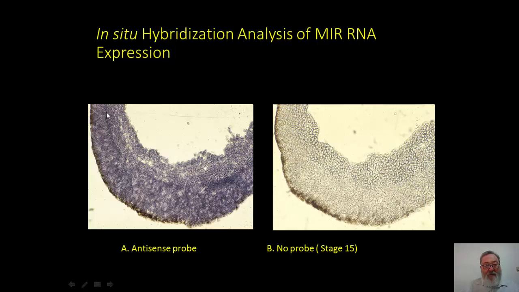You can see that a blue coloration is there, indicating the presence of the MIR within this in situ probe. If we use controls, of course, either no probe or a sense probe, you get no staining. So this confirmed the presence of the MIR in the normal embryos.